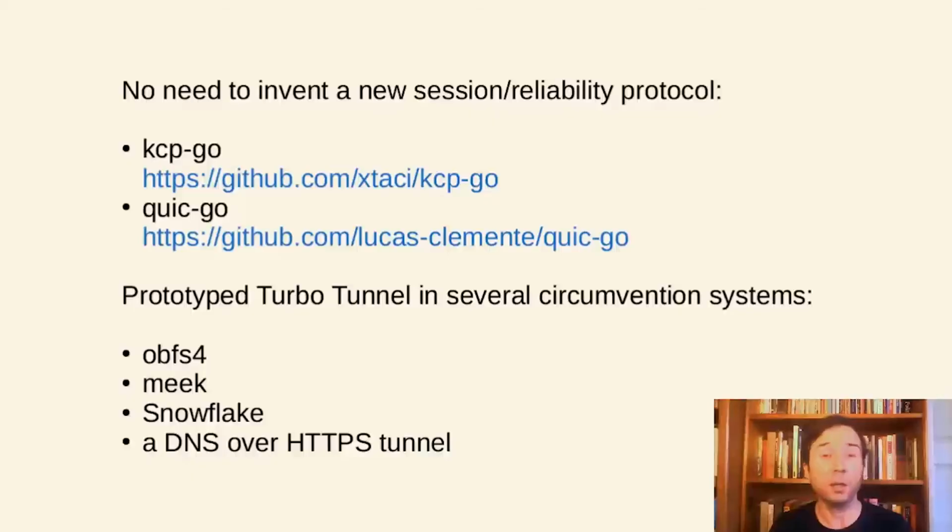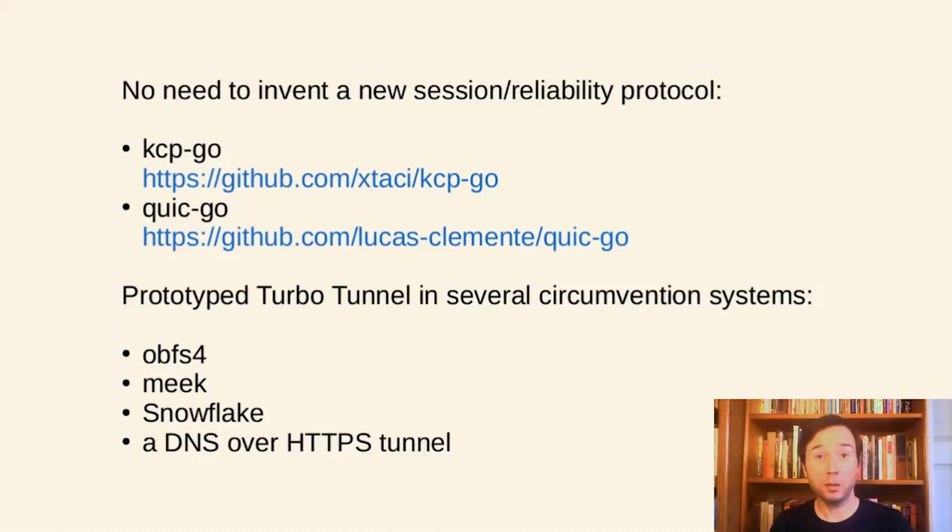Speaking of the session/reliability protocol, there's no need to invent something new here. Good third-party libraries exist to do this sort of thing, and you can more or less just plug them into an existing design. I've listed two here, KCP-Go and QUIC-Go. These are the two that I've prototyped with extensively over the past year. I'm sure there are others, but the crucial feature of these two libraries is that they don't send their own network packets. Whenever they need to send or receive a packet or do any other sort of network interaction, they call into your application, which gives you an opportunity to obfuscate the packets in whatever way is appropriate for your circumvention system.